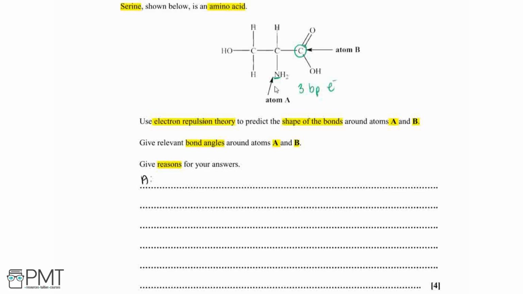But we know that nitrogen is in group 5 overall from our periodic table. So that means it's got 5 electrons in its outer shell. Therefore, if 3 of those have been used for bonds, that means we've also got a lone pair of electrons on that nitrogen there. So in total, we've got 3 bonding pairs of electrons and 1 lone pair of electrons overall.